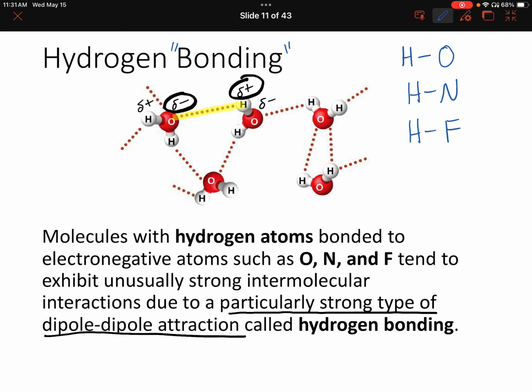So going back, again, as long as you have a hydrogen that's bonded to oxygen, nitrogen, or fluorine, it will be attracted to other oxygens, nitrogens, and fluorines. Now, if you have trouble remembering this, I use the phrase "hold the phone," F-O-N. And that helps me remember the very specific parameters for hydrogen bonding.